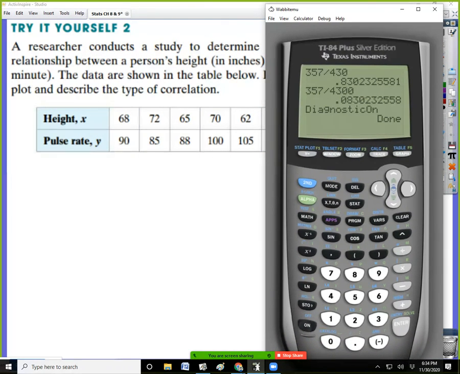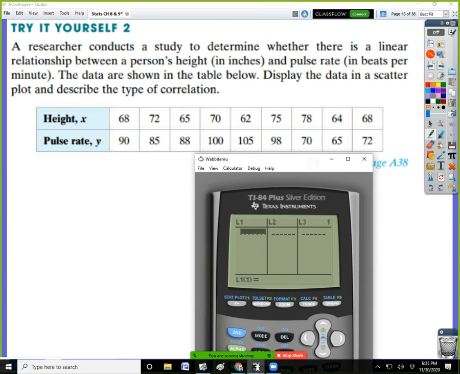So I just turned on my diagnostics. So I go to stat and I go to edit. So now I want to put my numbers in. So let me pull this down so that I can see them all. I got to go to my ten keypad so I don't have to put it on the calculator. So I got 68, 72, 65, 70, 62, 75, 78, 64, and 68. Now I go to list 2. 90, 85, 88, 100, 105, 98, 70, 65, and 72.